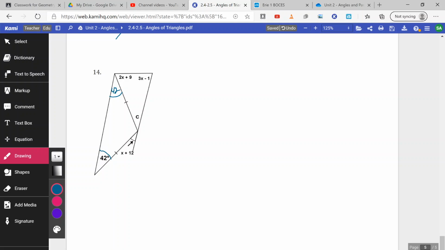Now what we want to do is we can actually sort of figure this out. So if this is 42, 42, I can figure out this large angle here. 42 plus 42 plus x is 180. So we get 84 plus x equals 180. Subtract 84 from both sides. And we get x equals 96. So this angle is 96 degrees.